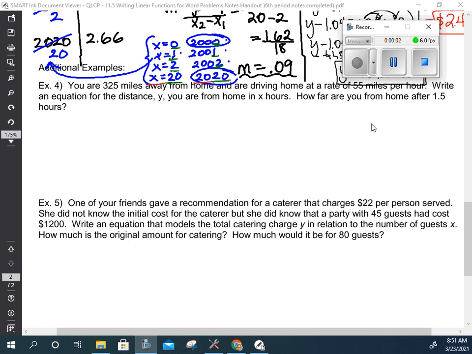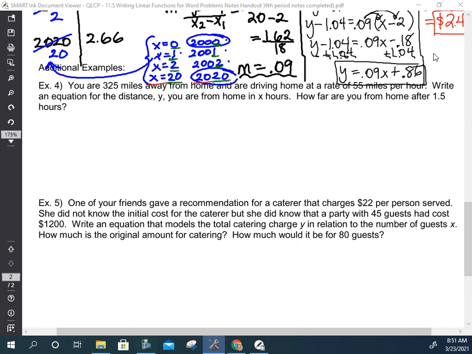Okay, scholars, so for part two of this lesson on using word problems with linear functions, we're going to do three more examples of taking a word problem and modeling a linear function for it. So, with example four, you are 325 miles away from home and are driving home at a rate of 55 miles per hour. Write an equation for the distance y you are from home after x hours. How far are you from home after 1.5 hours?